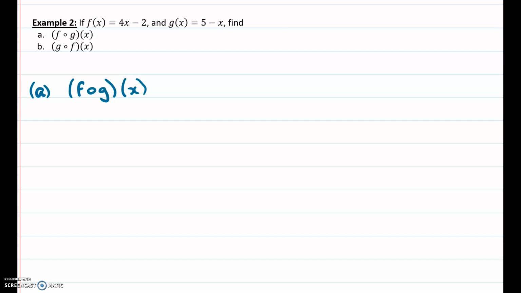And what it means is that we do f after g. So we're going to do g of x first, and take our answer for g of x and put it into f. Okay, so we begin with g of x. We always begin on the second one, f after g. So we're going to do g of x first of all. So g of x is 5 minus x.